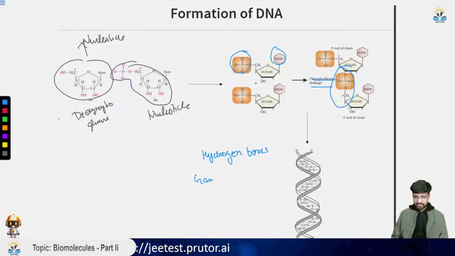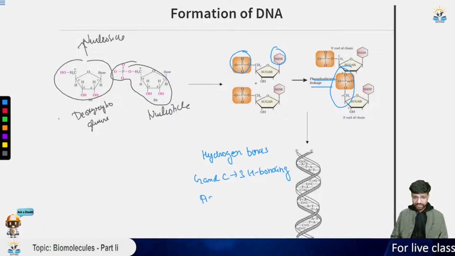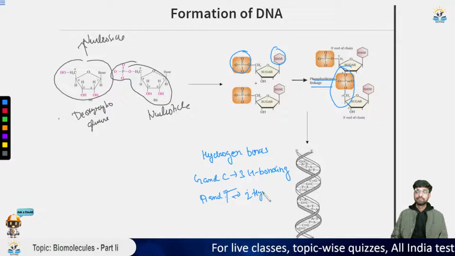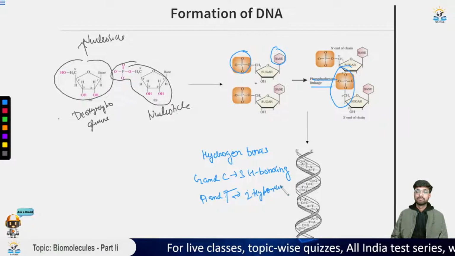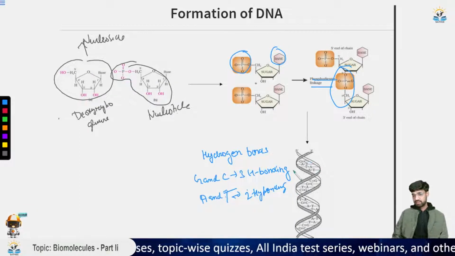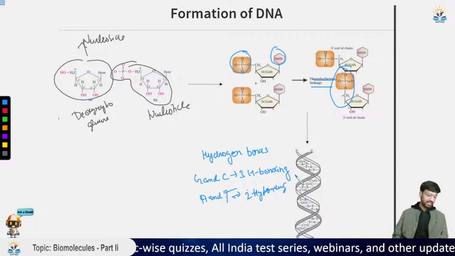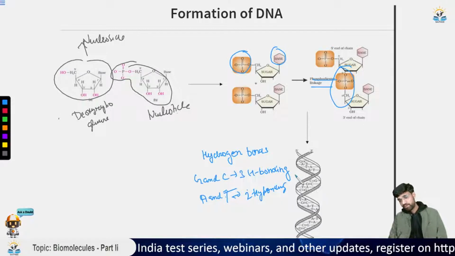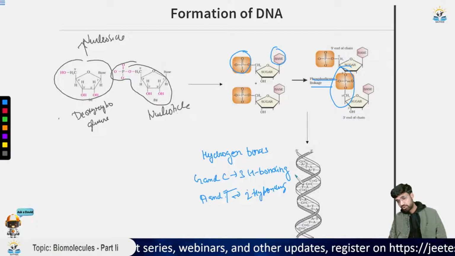G and C have three hydrogen bonds, and A and T have two hydrogen bonds. So this is about the DNA structure, which has a double helical structure. G and C, A and T are bases. G and C have three hydrogen bonds, and A and T have two hydrogen bonds, and both these strands are complementary to each other.